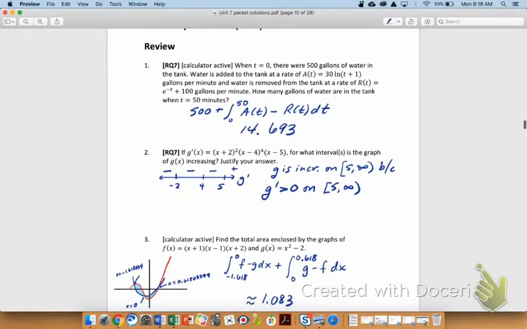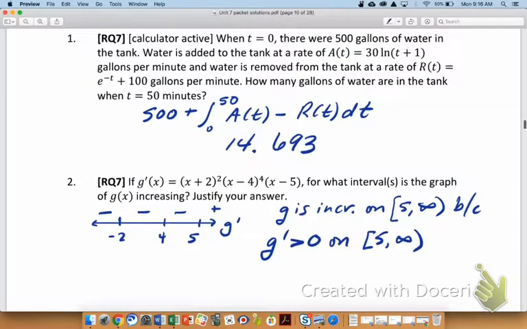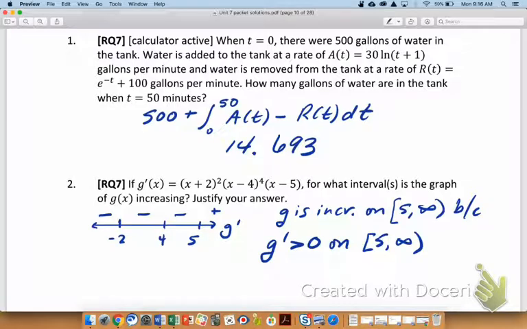Okay, so there's 1 and 2. So number 1 I got, hey, you can't see anything yet. There you go. There's number 1, 14.693. I've got the integral to go along with that. So, gosh, if it started off with 500 gallons, now there's only 14.693. That means it's obviously lost a lot, right? That means R of t is very much overpowering A of t on this interval.